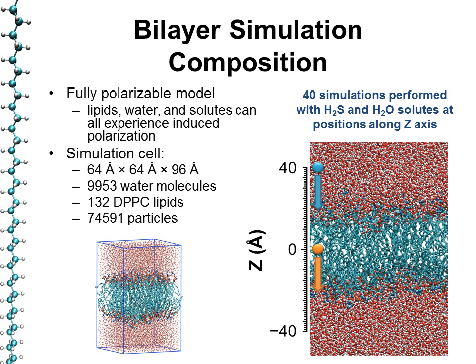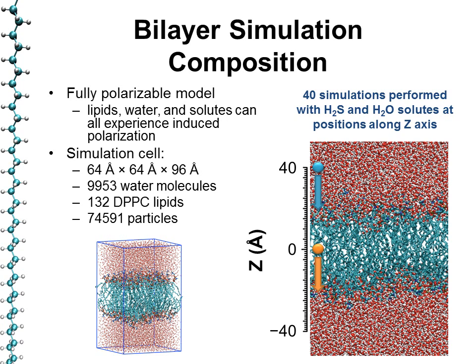In our simulations, we used a fully polarizable molecular mechanical model of our bilayer and the water and solutes surrounding it. So the DPPC lipids, water, and solutes were all described using a polarizable model that was capable of including the effect of induced polarization. We also used a relatively large simulation cell that was 64 by 64 by 96 angstroms cubed. The water layers above and below the bilayer comprised almost 10,000 water molecules. The bilayer itself comprised 132 DPPC lipids, and this gives us a total of around 75,000 particles.